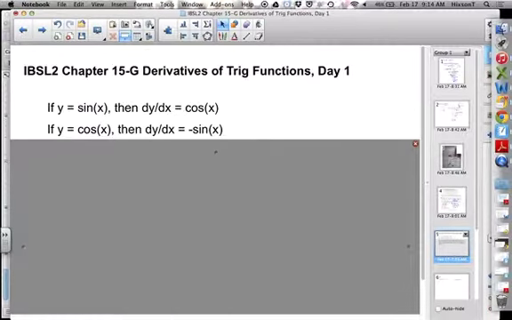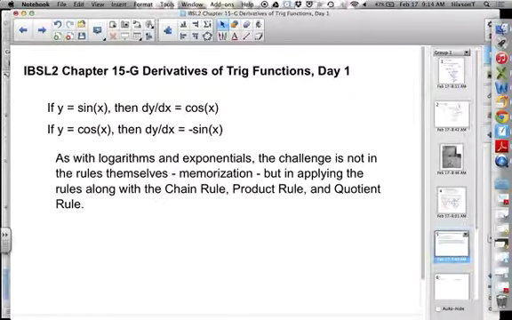Now, that's all we've got to memorize. That's the easy part. So, like logarithms and exponentials, the challenge is not in memorizing the formulas themselves. Rather, the challenge is in applying those rules along with the chain rule, the product rule, the quotient rule. That's where the challenge comes when we're doing these.